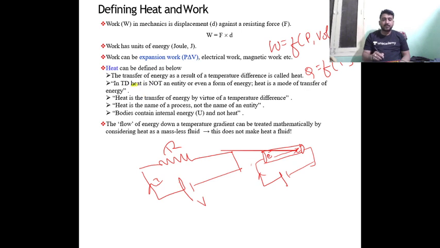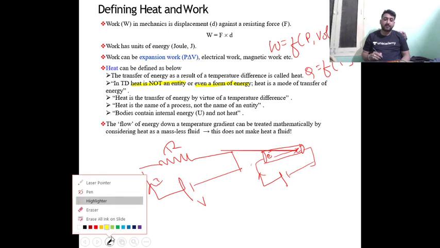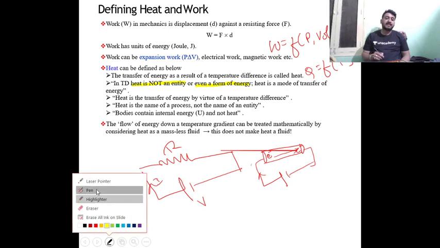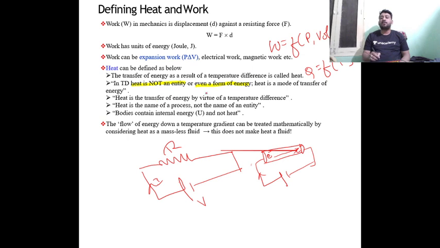Heat is not an entity or even a form of energy. So till now we are saying that heat is a form of energy. Now I am saying that heat is not a form of energy. It is only the mode of transfer of energy. You should know this, that heat is not an entity of a system or even a form of energy. It is a mode of transfer of energy.